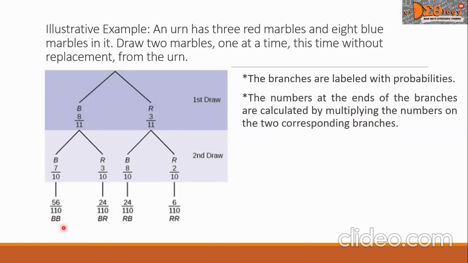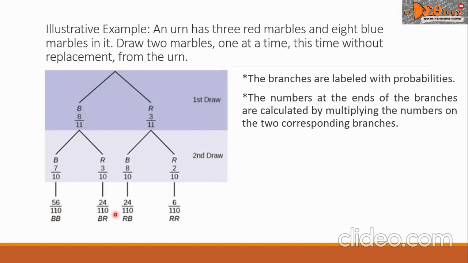This BB means the first marble is a blue one, and the second marble is also blue. The 56 over 110 is the product of 7 over 10 and 8 over 11. So we have 7 times 8 is 56, and then 10 times 11 is 110.